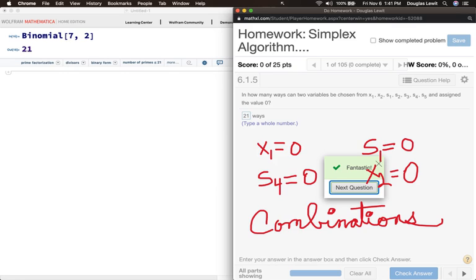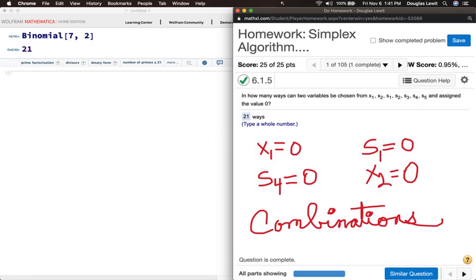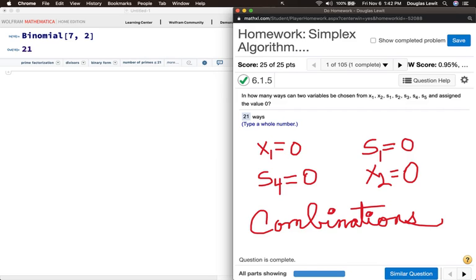If you ever studied any probability in a pre-calculus or algebra class, this is really the same type of problem. You're simply asking, how many ways can I take 7 different objects and arrange them 2 at a time if the order doesn't matter? Here the order doesn't matter. I don't care if x1 is first or s4 is first. It's not going to make a difference. I don't care if s1 is first or x2 is first. The order doesn't matter.